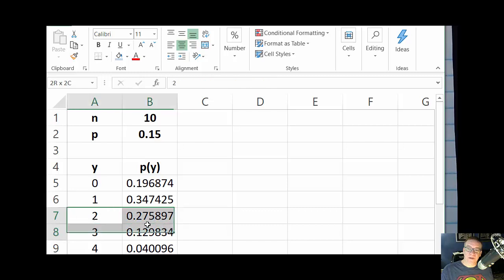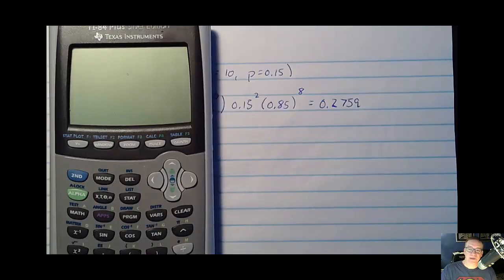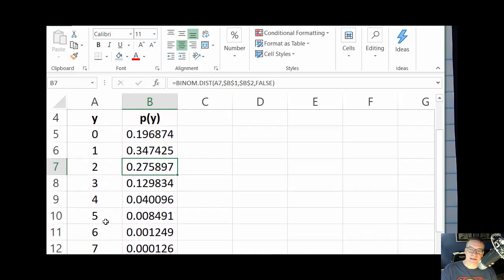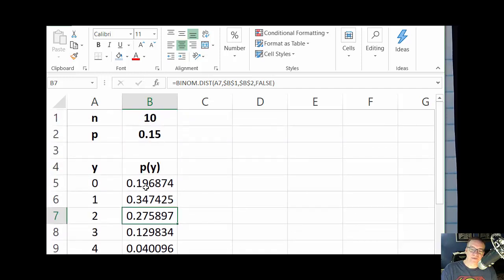Now remember, we were looking for this one just a few moments ago. We were looking for the probability of exactly 2 successes, and we found that that was 0.2759, and we can see that that's exactly what Excel is calculating here. But we've actually got more information. We've got all of these probabilities for any of the outcomes from 0 down to 10.